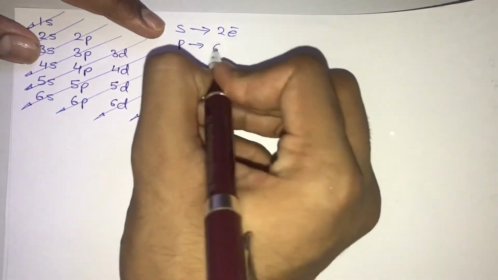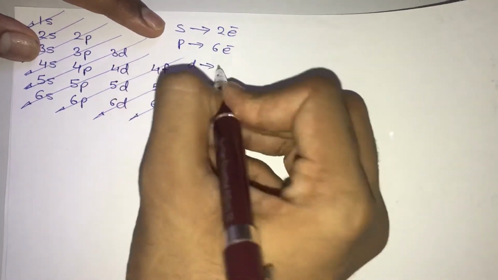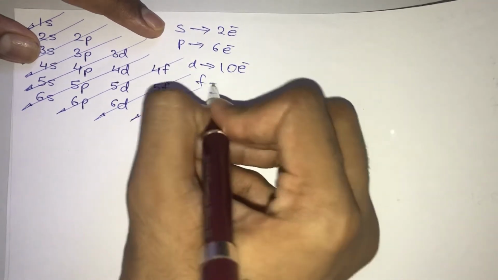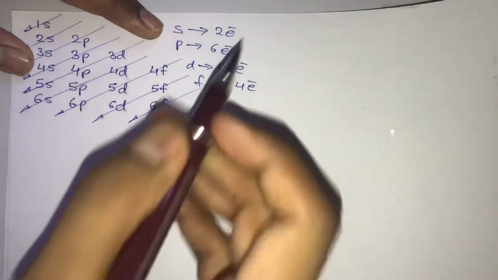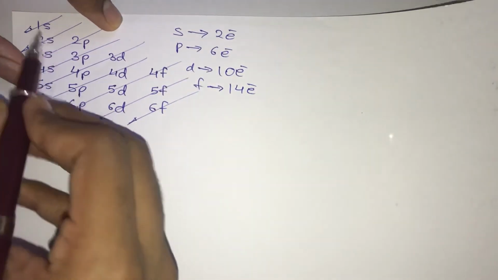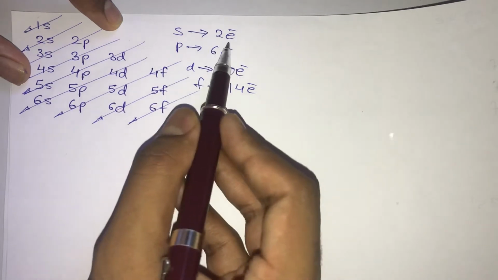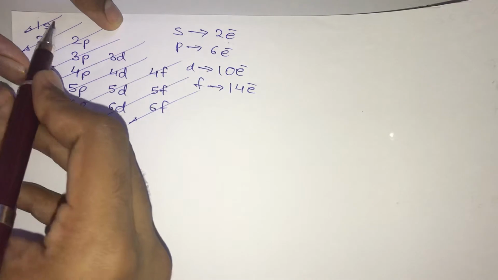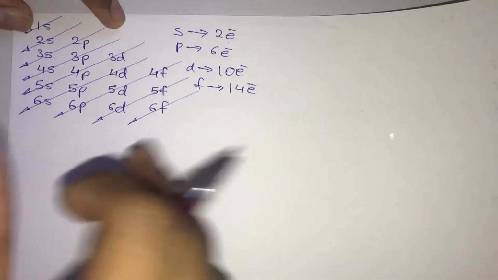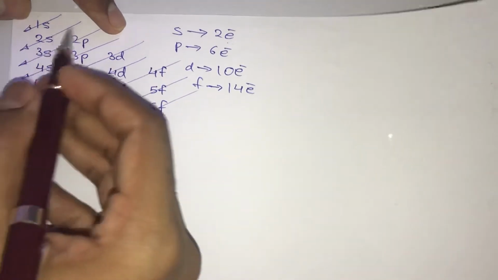And as we all know, the s subshell can have a maximum of 2 electrons, the p subshell can have a maximum of 6 electrons, d can have a maximum of 10 electrons, and f can have a maximum of 14 electrons. So 1s can take a maximum of 2 electrons. Out of 6 electrons of carbon, 2 electrons are taken by 1s. Now where are the remaining 4 electrons going to go? The remaining 4 electrons will go to the next diagonal.